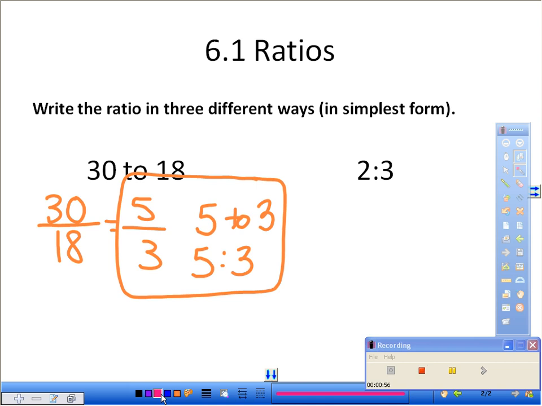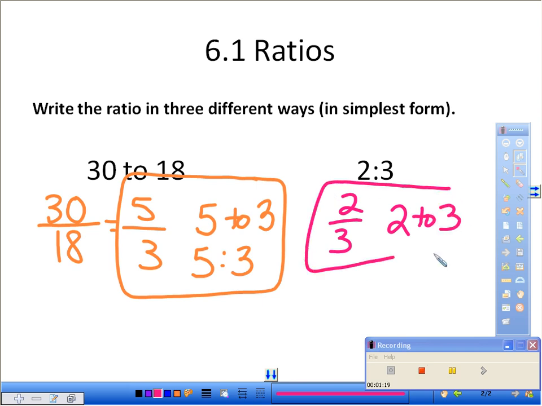If we look at the ratio on the right, 2 to 3, there is no number that goes into both 2 and 3. If we think of it as the fraction 2/3, 2/3 cannot be simplified. Therefore, we just need to write it in 2 other ways. We have it with the colon, we have it with the fraction, and we have to write it with the word to, 2 to 3. Those are our answers for the second ratio.